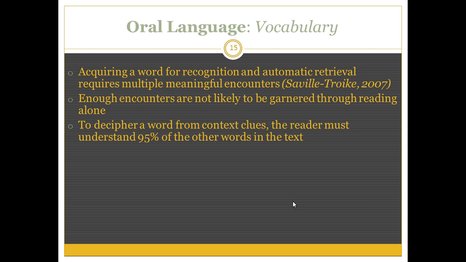Additionally, to decipher a word from context clues, the reader needs to know 95% of the other words in a text. So if an EL is looking at a text, they're likely to have significant difficulties deciphering a word from context clues unless they know almost every other single word in the text.